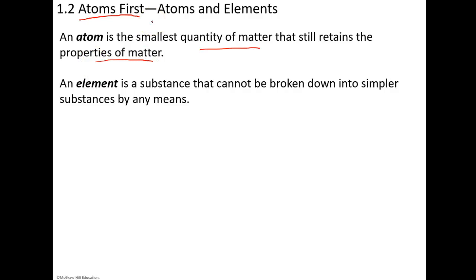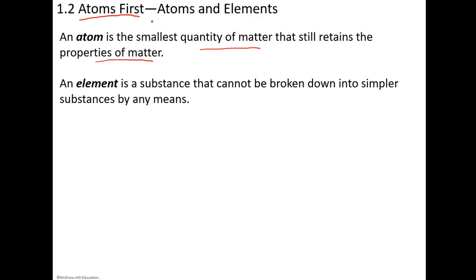You can't break an atom down any further by chemical means. I mean, everyone knows that if you take an atom and split it, you have a nuclear bomb, but that is a physical means. We're talking about chemical means. Basically, if you have a carbon atom and you're holding it, you can't break it down any further by any type of chemical means without splitting it, which would take a lot of energy, or a neutron or proton to do it. But pretty much, an atom is the smallest quantity of matter.